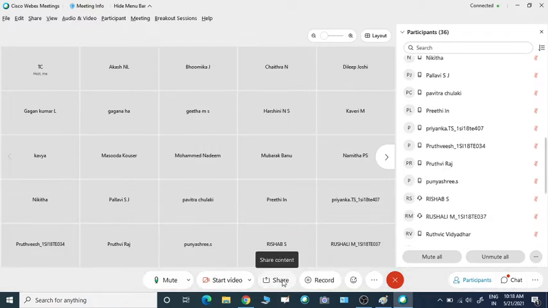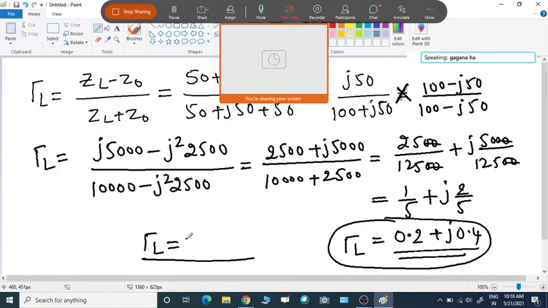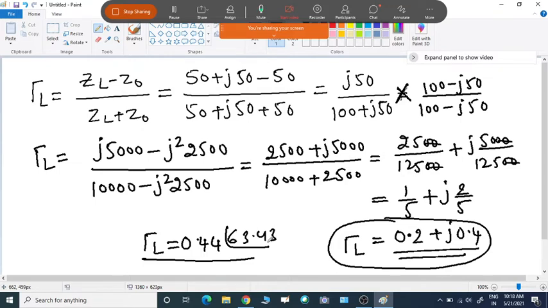0.447 with angle 63.43. Okay, 0.447 at an angle 63.43. So this is the gamma L value which we have got. So we know gamma G is equal to 0, because at the source side it is matched already.